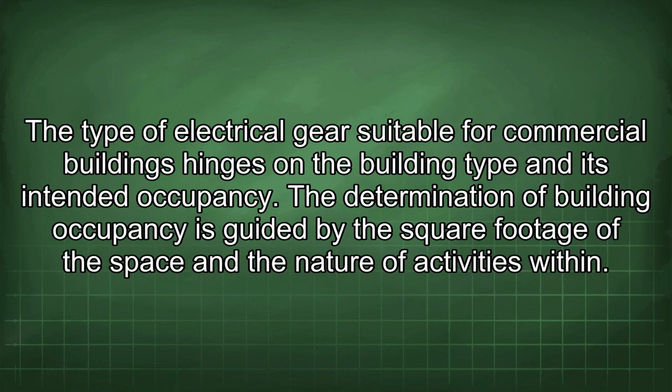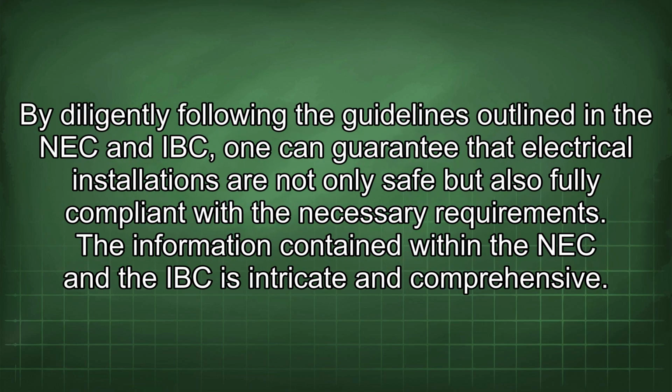The type of electrical gear suitable for commercial buildings hinges on the building type and its intended occupancy. The determination of building occupancy is guided by the square footage of the space and the nature of activities within. By diligently following the guidelines outlined in the NEC and IBC, one can guarantee that electrical installations are not only safe but also fully compliant with the necessary requirements.